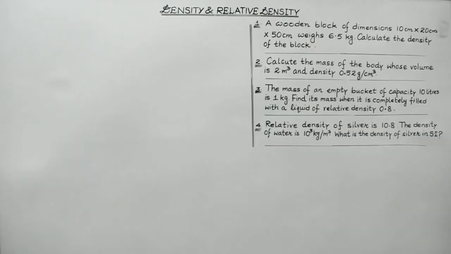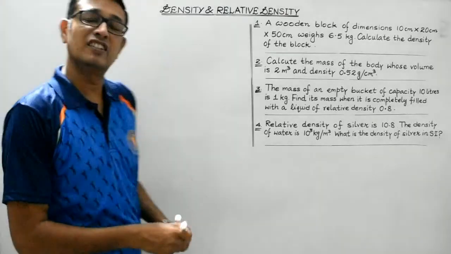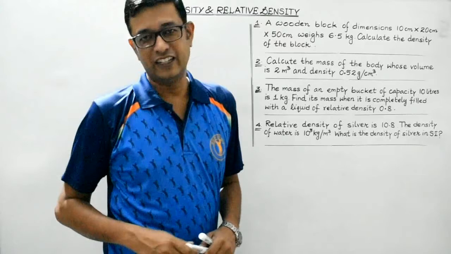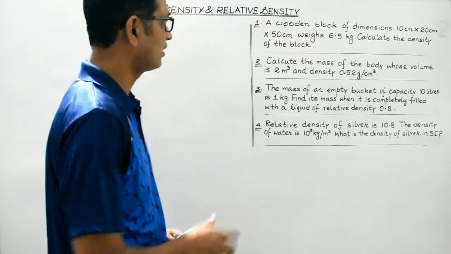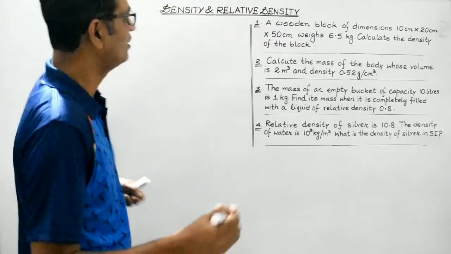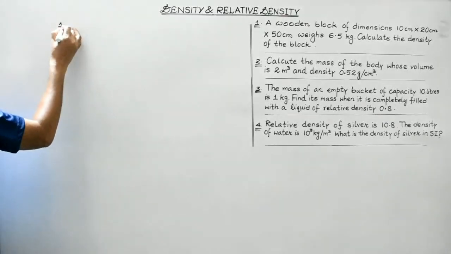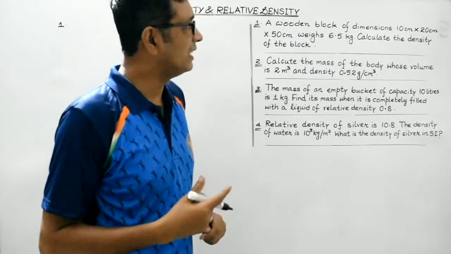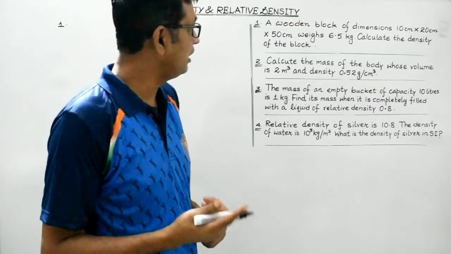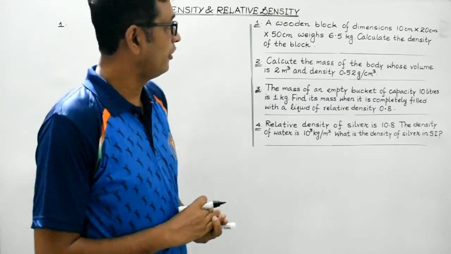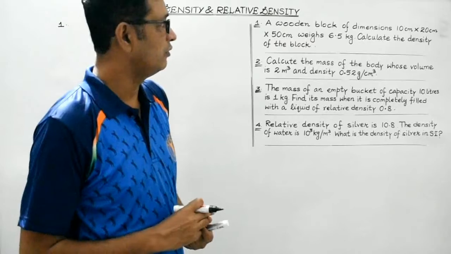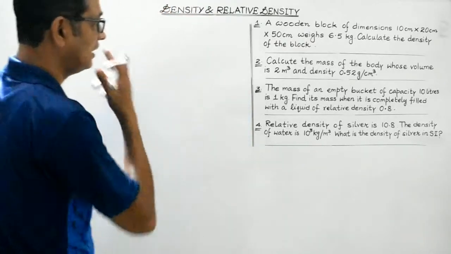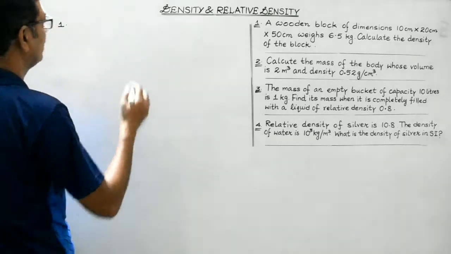Right? So students, in order to clear the concepts in a much better way, let's discuss some numericals. Now let's discuss some numericals based on density and relative density. Let's proceed with the first question. Question number 1. A wooden block of dimensions 10 cm into 20 cm into 15 cm weighs 6.5 kg. We are supposed to calculate the density of the block. So let's write down the given information.